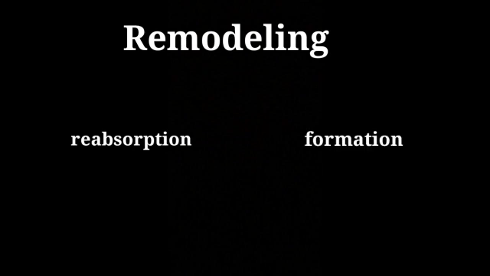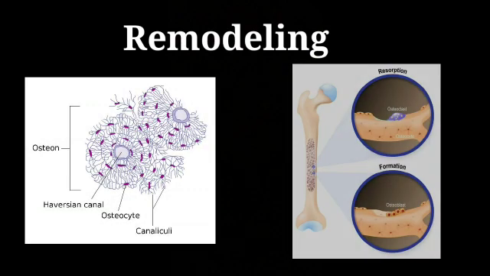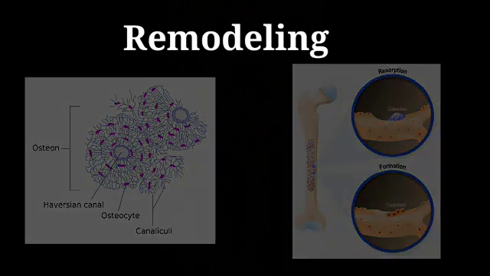Remodeling is done by 2 processes: reabsorption and formation. Reabsorption is when bone tissue is broken down. Formation is when a new bone tissue is formed. Bone remodeling cells are osteocytes, osteoblasts, and osteoclasts.